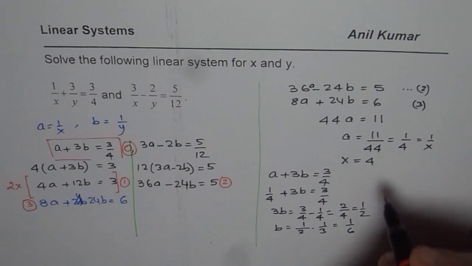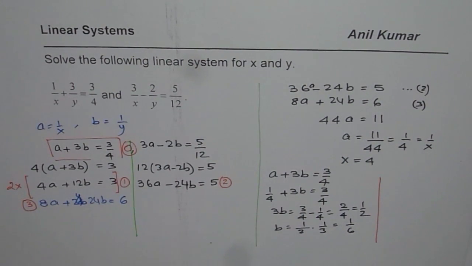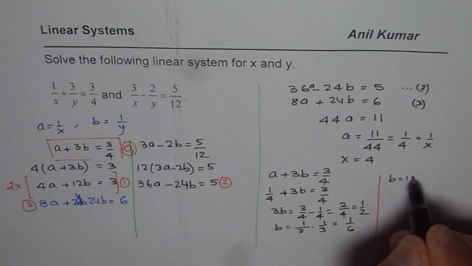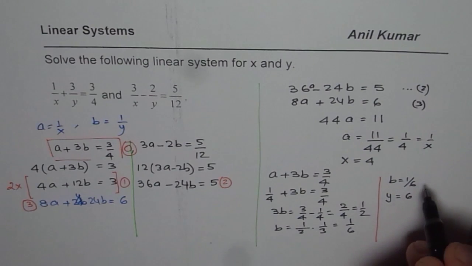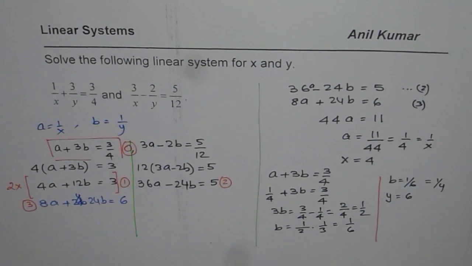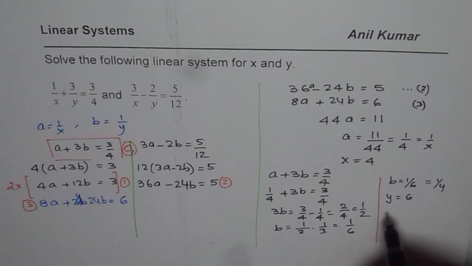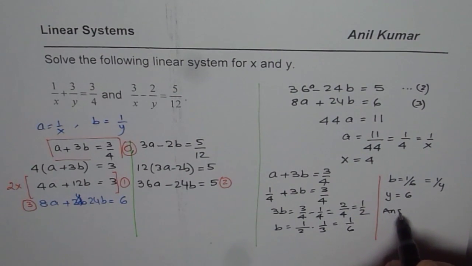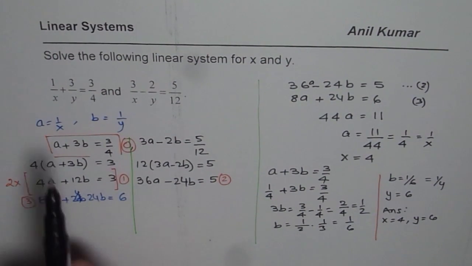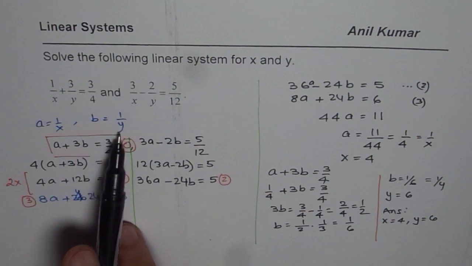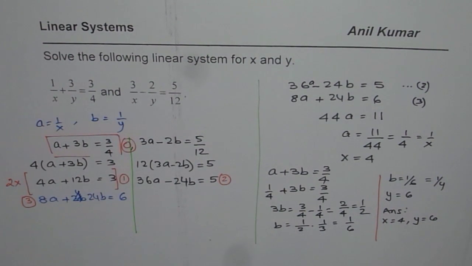Now, since b is 1 over 6, and b is 1 over y, that means y equals 6, correct? So we get both the values of x and y, and our answer is x equals 4 and y equals 6. So see how by substituting a as 1 over x and b as 1 over y, we could solve for these variables so easily. I hope that helps. Thank you and all the best.